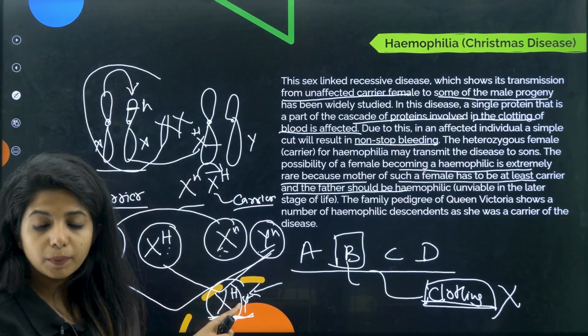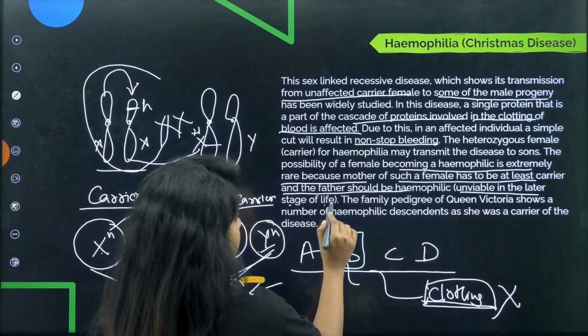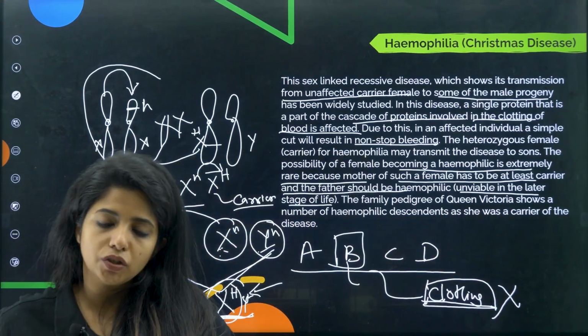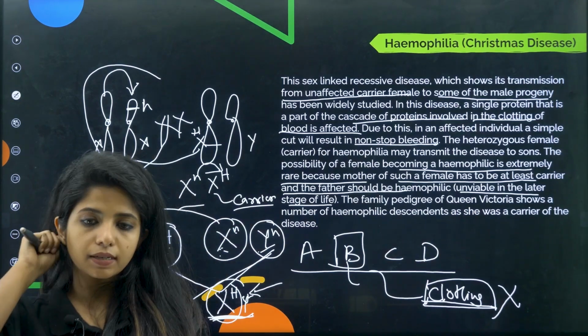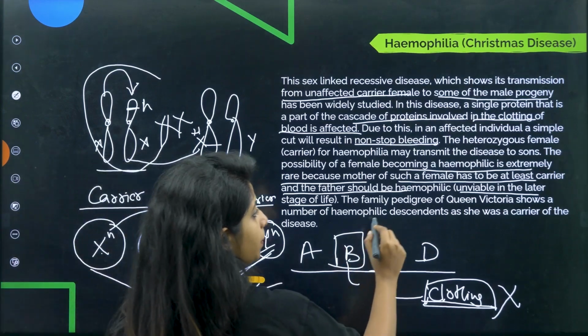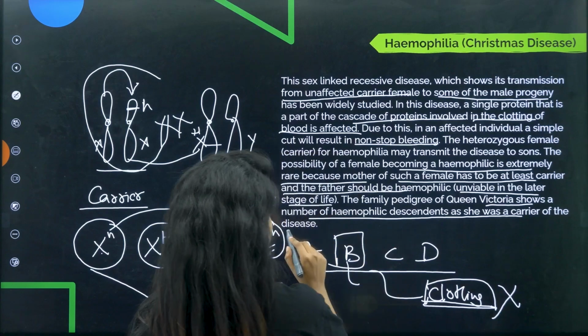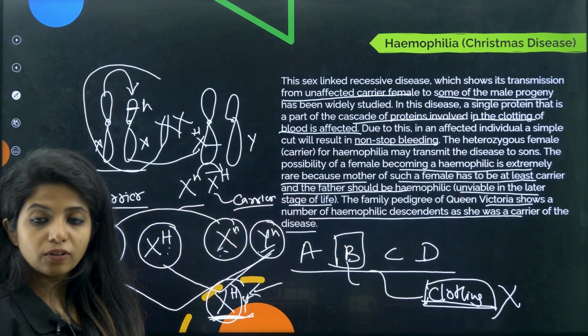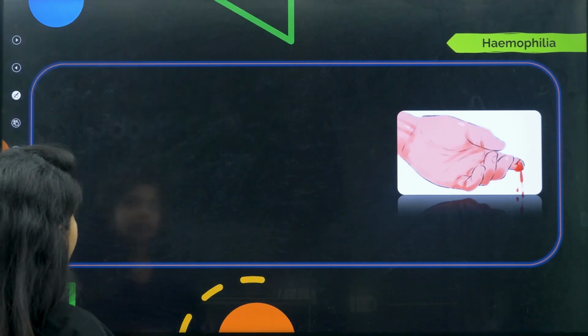Hence, this person will have less viability, which is written right over here: unviable in the later stages of life. Not initially, but in the later stages of life. They can go up to a few years, but later on there are high chances that things could change, and they could pass away. The family pedigree of Queen Victoria shows a number of hemophilic descendants, as she was the carrier of the disease. If you know Queen Victoria, she was a carrier of this particular disease. So we will make it and learn it.